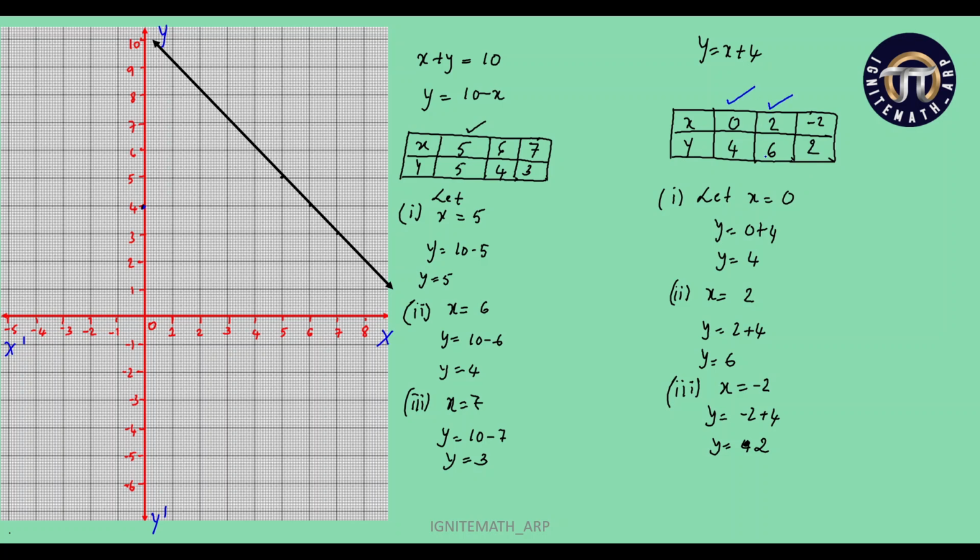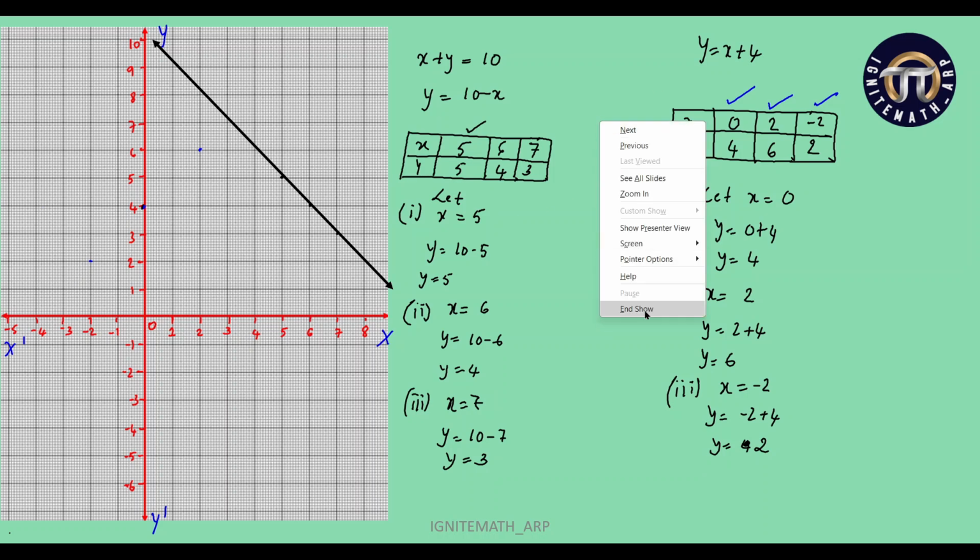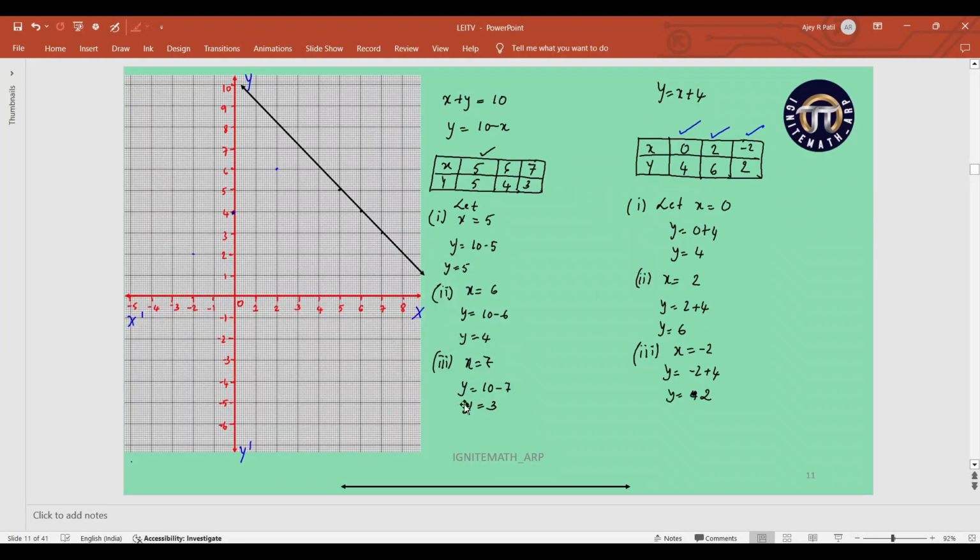Next, x equal to 2, y equal to 6. Where is the point, children? This is the point. X equal to 2, y is equal to 6. X equal to minus 2, y is equal to plus 2. This is the point.